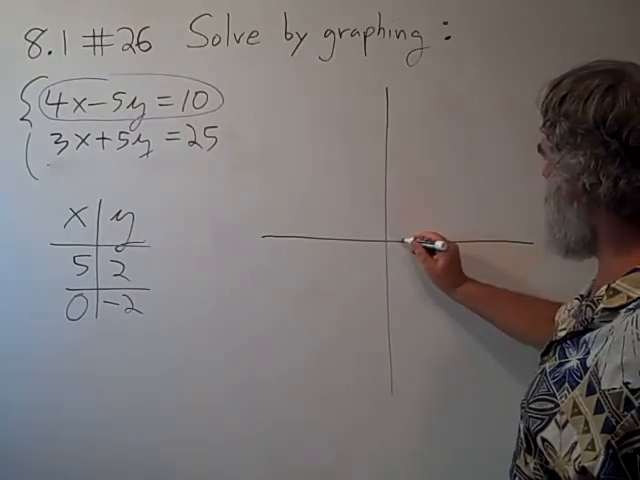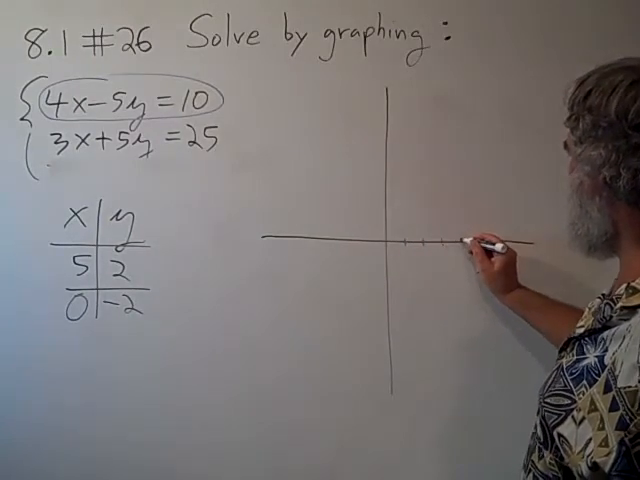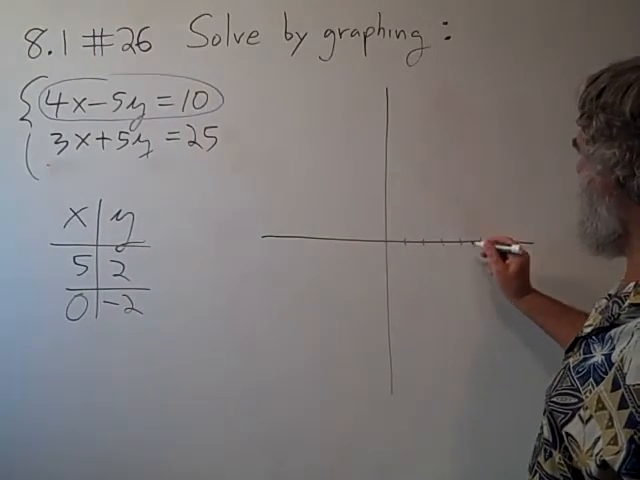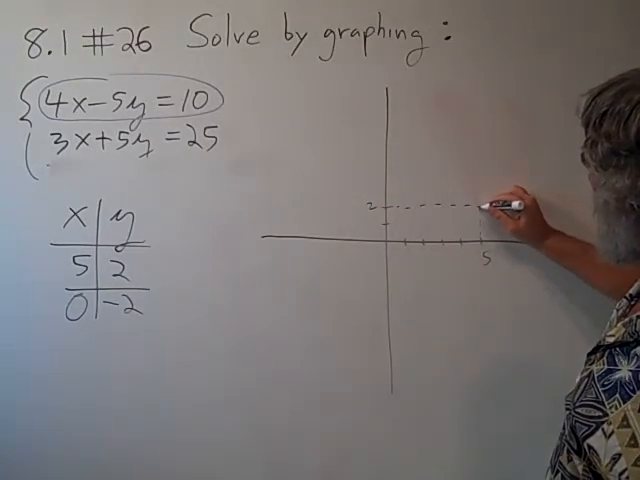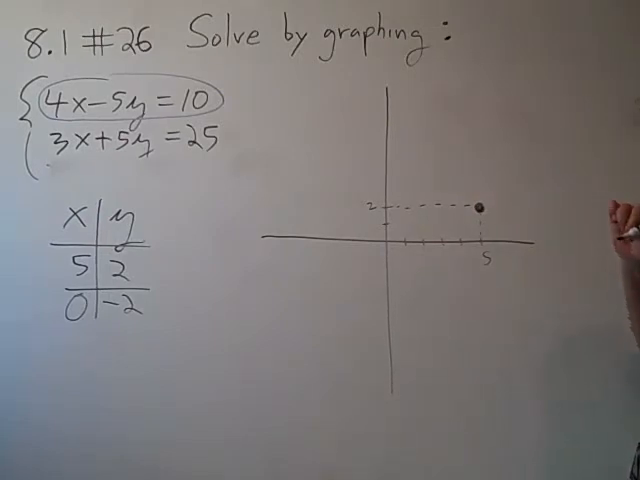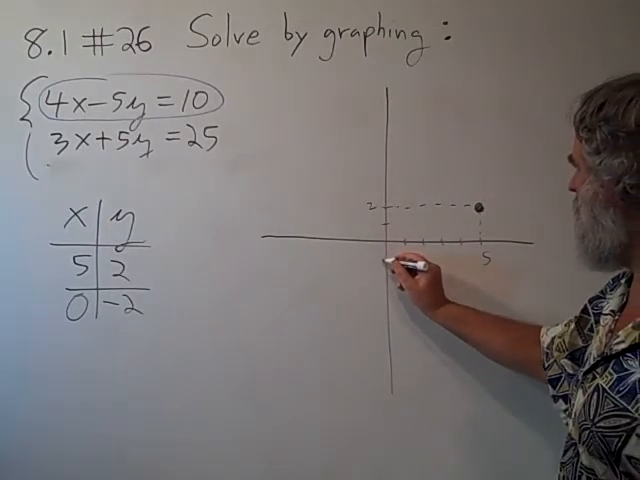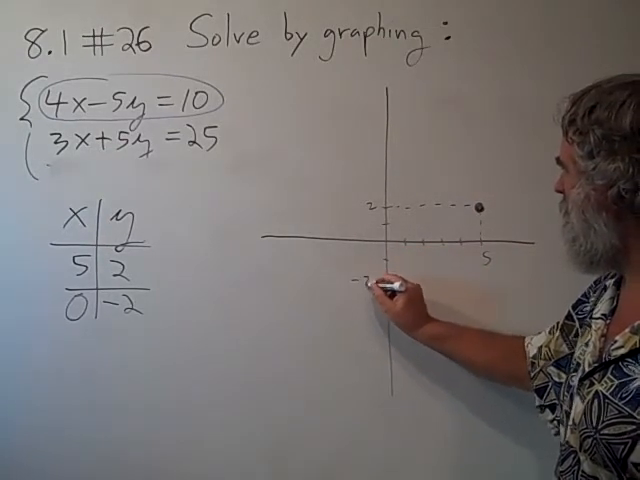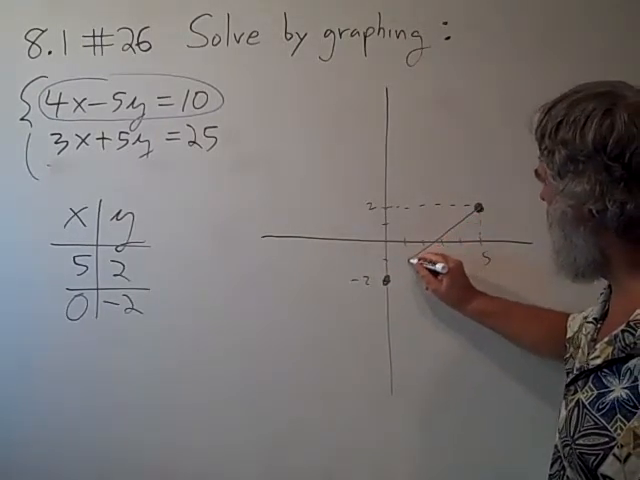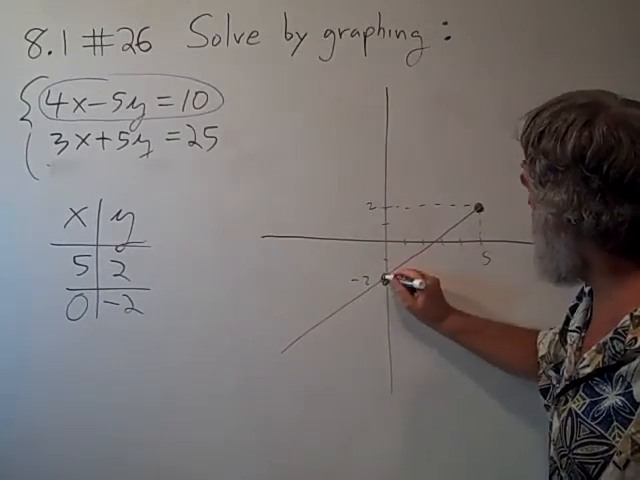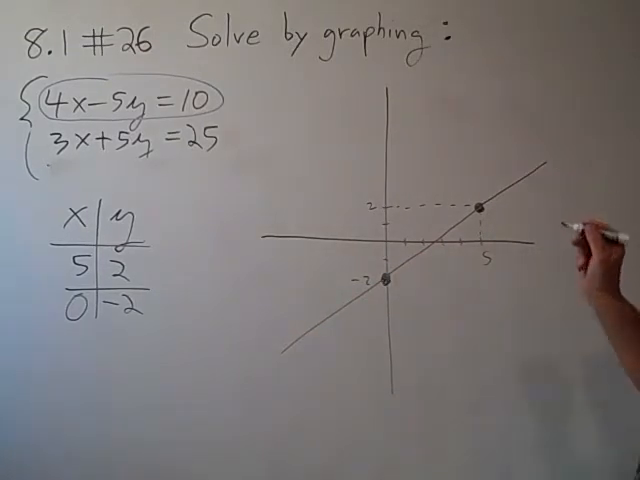5, 2: go over 1, 2, 3, 4, 5, and up 1, 2. That's this point about here. And 0, negative 2 is the y-intercept. So the first line looks rather like this. Now to graph the second line.